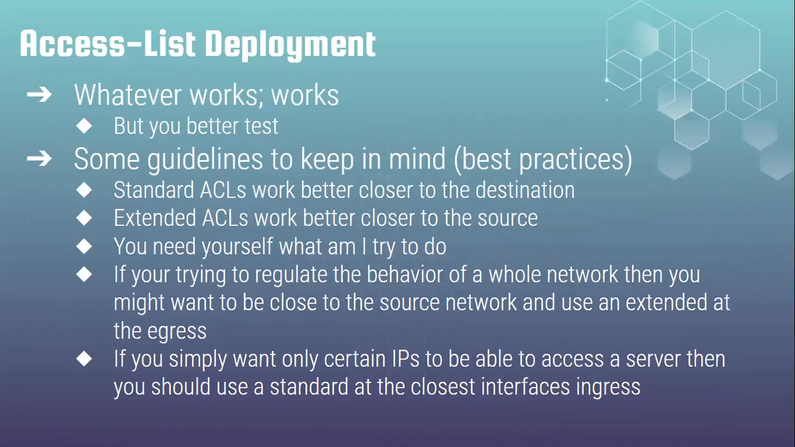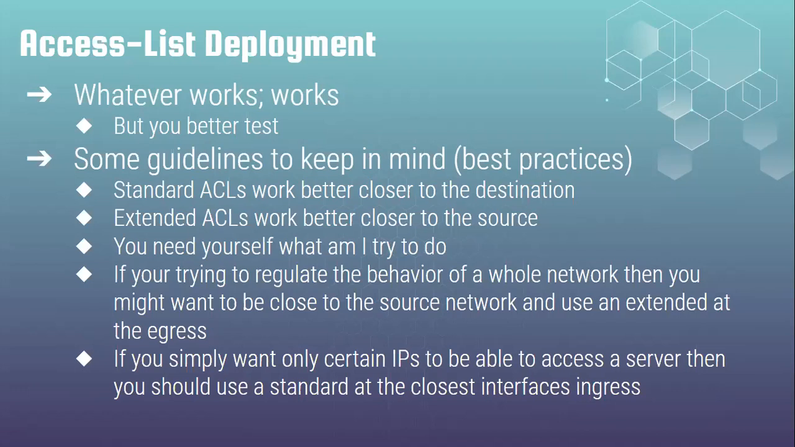So access list deployment. How do you deploy this? Well, whatever works, works, right? At the end of the day, if it gets the job done the way you want it to get done, great, right? But you better test everything, right? Test all the possibilities, okay?